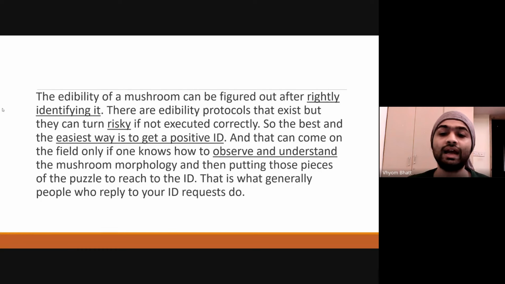Identification means ID, and that can come on the field. So this is field specific. This entire presentation is what you can do on the field. And that can come only if one knows how to observe and understand the mushroom morphology and then put those pieces of the puzzle together to reach an identification. This is what people like me also do. If I get a mushroom ID request, I will look at its morphology.